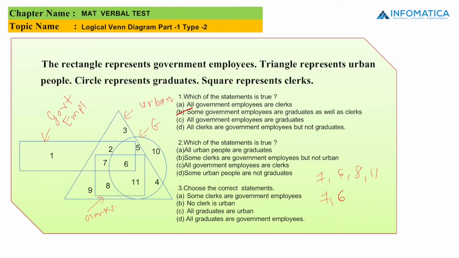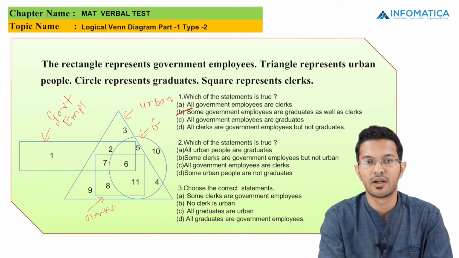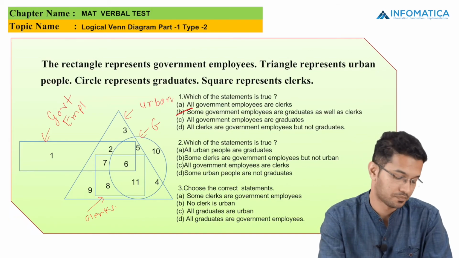Now the third condition, but are not urban. Now urban is represented by a triangle, but 7 and 6 is coming inside the triangle. So can I take 7 and 6? No, I cannot take. Hence again option B is wrong. Now student, if you look at option C, you will again find out that the answer will be wrong. So let me see option D.